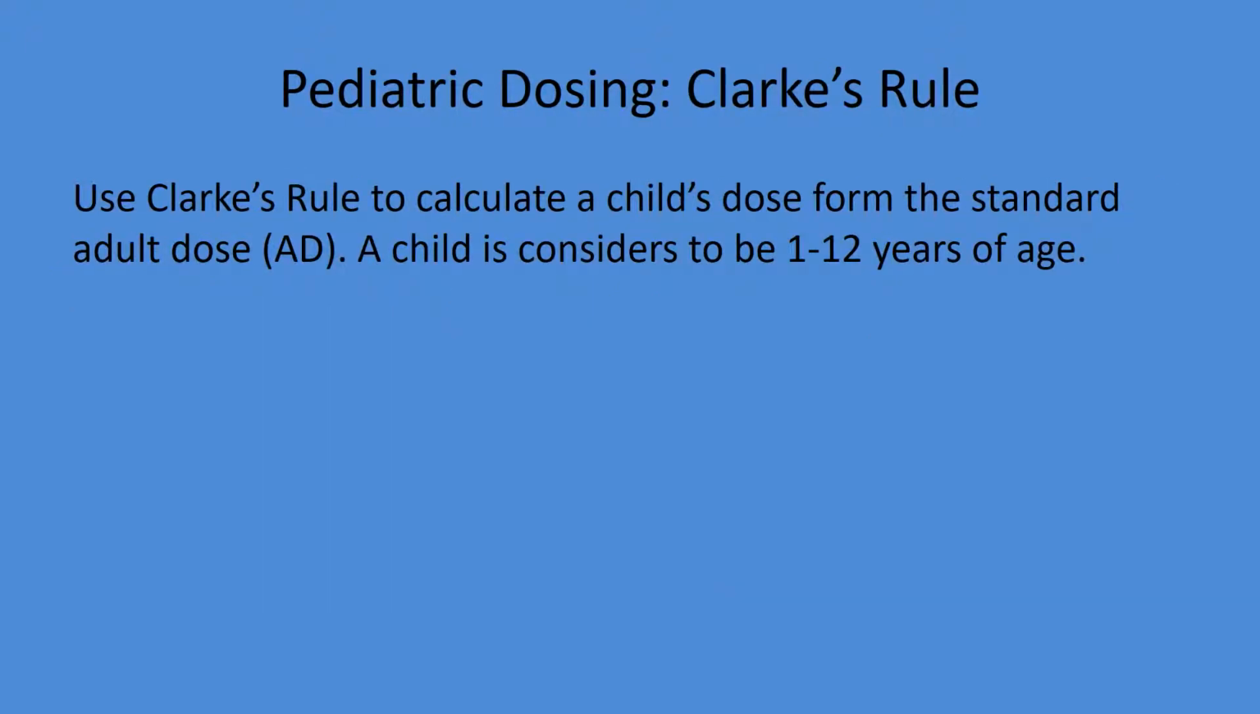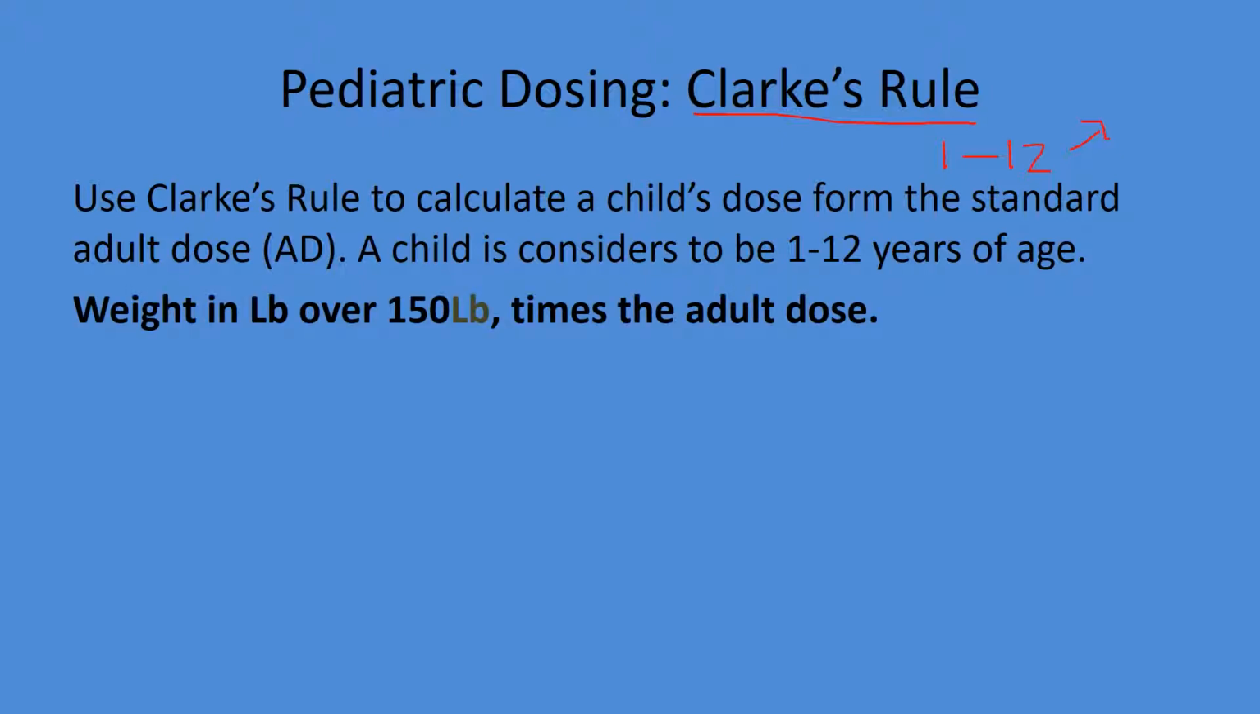Next, we have Clark's rule. Clark's rule is for children. Children are between the ages of 1 and 12. And of course, if they've entered puberty, you may treat them as an adult, or take a look at their body size. If they're a larger 12-year-old and their body's the size of an adult, you may want to treat them as an adult in that case.